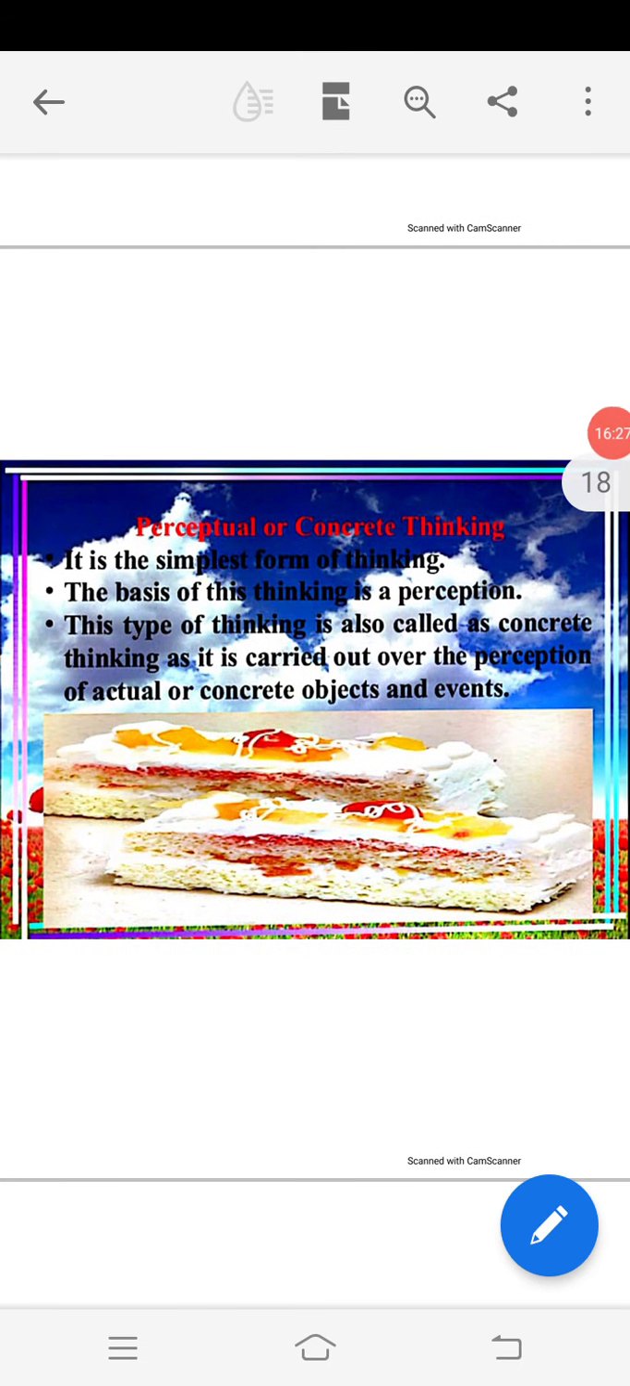Next comes perceptual or concrete thinking. Perceptual or concrete thinking is the simplest form of thinking. It is based on perception. In this thinking, the thinker thinks about an object or an event that is carried out by their perception, an actual or concrete object or event. It is also based on remembering and experience. Judgment, problem solving, and decision making are all involved in concrete thinking.